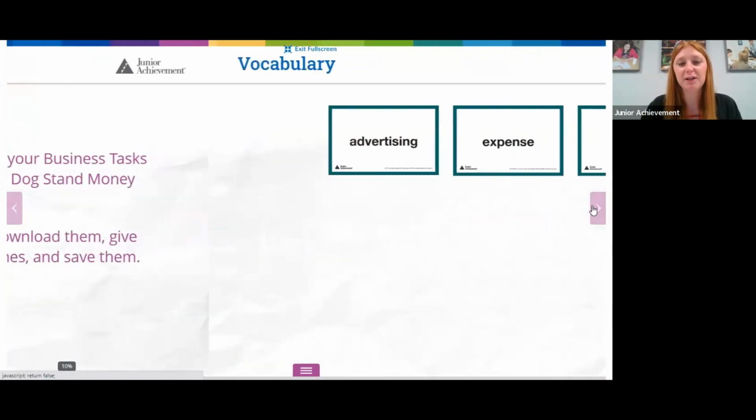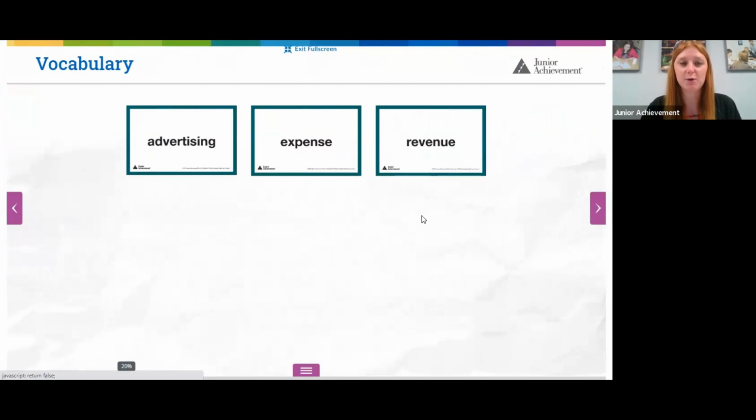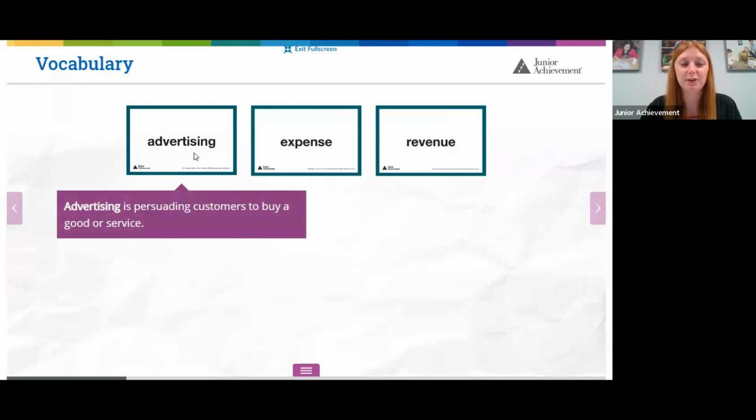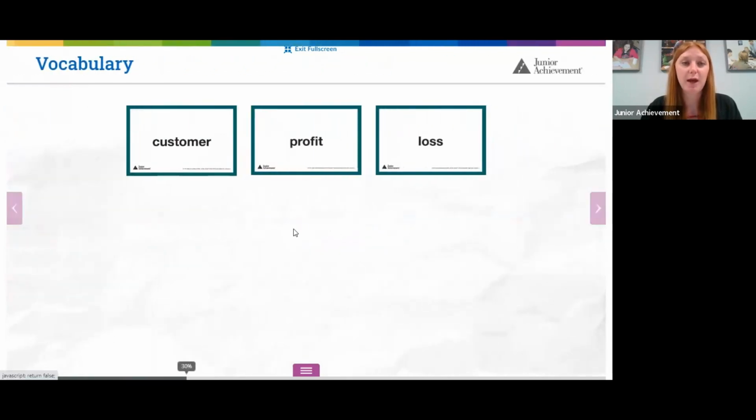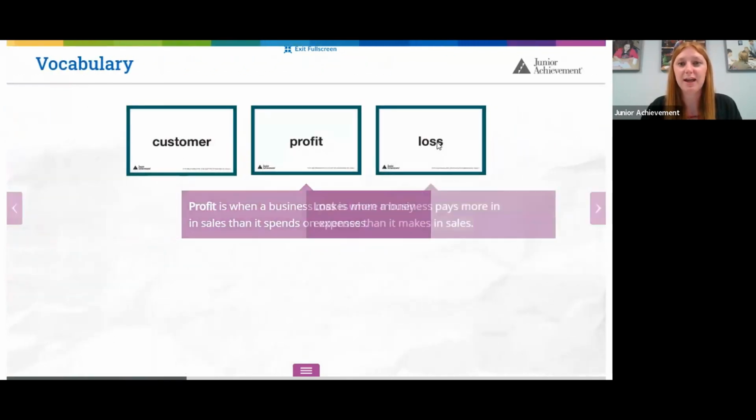The first thing we are going to do in this lesson is go over some vocab words. These will be important later on in the lesson. For this, again, I would call up 3 students to be vocab experts and help me learn what these words mean. So I would have a student come to the board and tell me what they think advertising means. Once they give their definition, they can simply click on the word advertising to reveal the definition. I would do the same thing with a different student with expense and revenue. Then we have more vocab words: customer, profit, and loss.